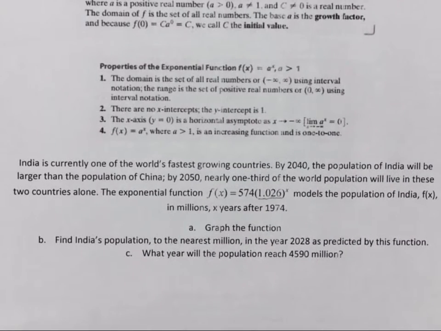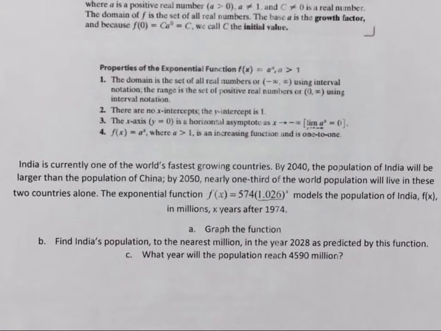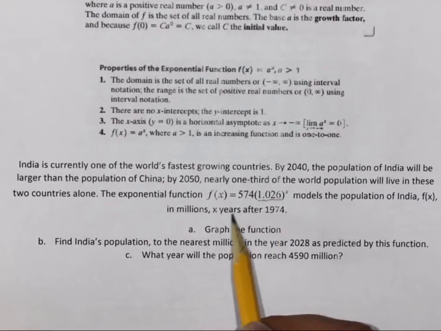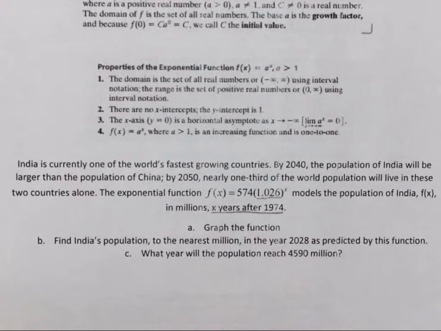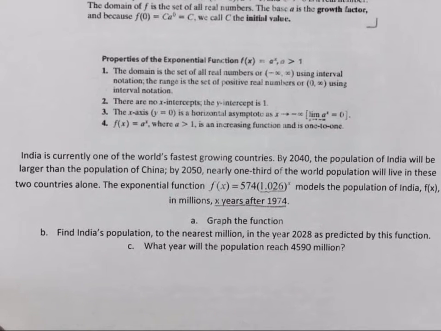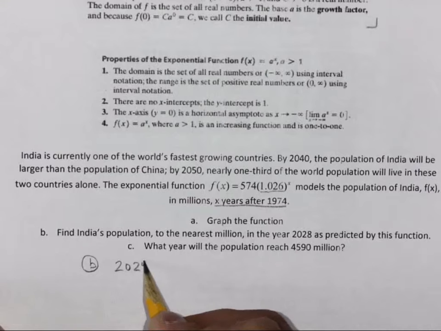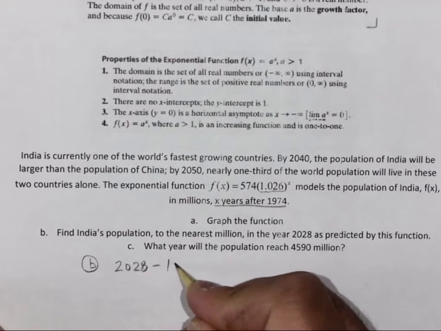Then it says find India's population to the nearest million in the year 2028 as predicted by the function. So at this point we want to determine the value of x, and keep in mind that x is years after 1974. So the first thing is to consider how many years after 1974 is 2028. We can figure that out by doing some subtraction.